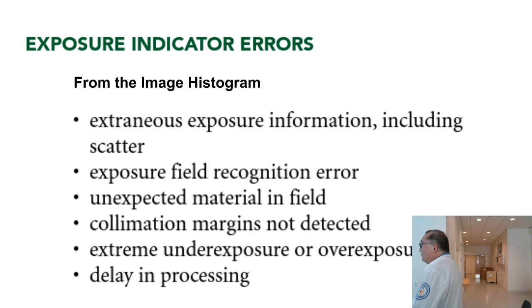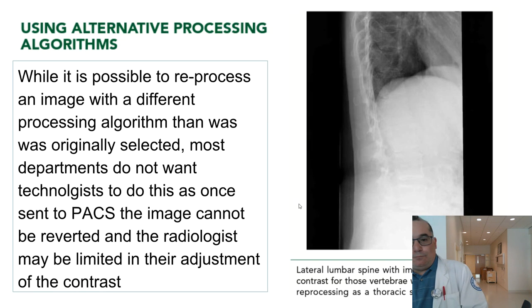So, exposure field recognition error. We talked about this as one of the first steps that occurs in the system when we're looking to see where the collimation is, right? And also things like unexpected material in the field. In other words, maybe a piece of a lead apron or prosthesis, all those kinds of things can throw off our exposure indicators.